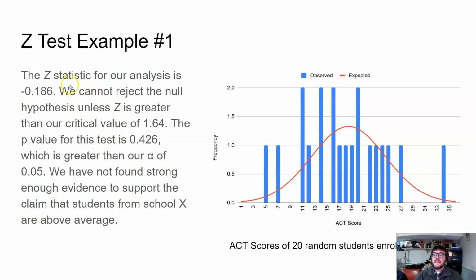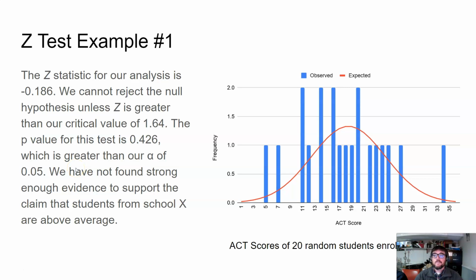Since that z statistic is less than our critical value of 1.64, we cannot reject the null hypothesis. In fact, our p-value is 0.426. So that means the probability of observing this z statistic is like 43%; of the time we'd expect to see a p-value this small or smaller. So we have not found strong enough evidence to support the claim that students from school X are above average.